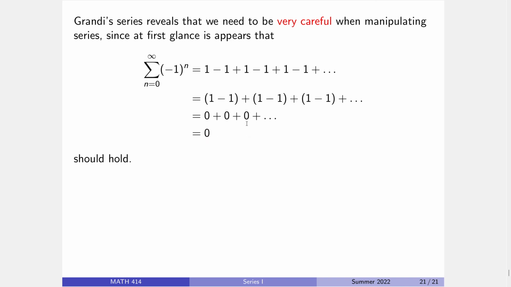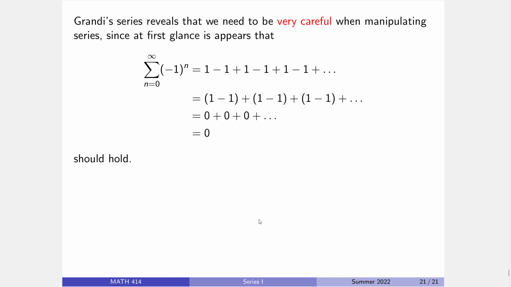So, Grandi was really one of the first mathematicians to start getting the ideas right and going, you've got to be careful, right? And also, it's worth noting that I could have grouped the terms like this, and you would get 1 as the value of it. So it's clearly not something with a value.